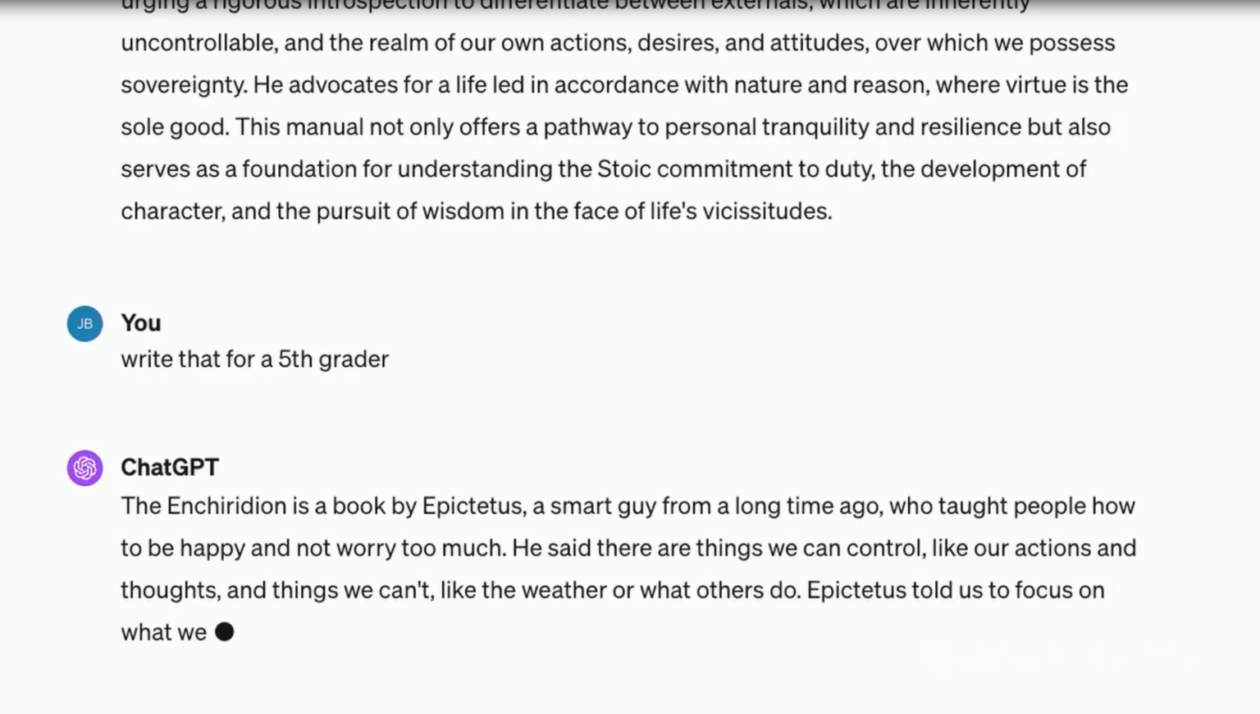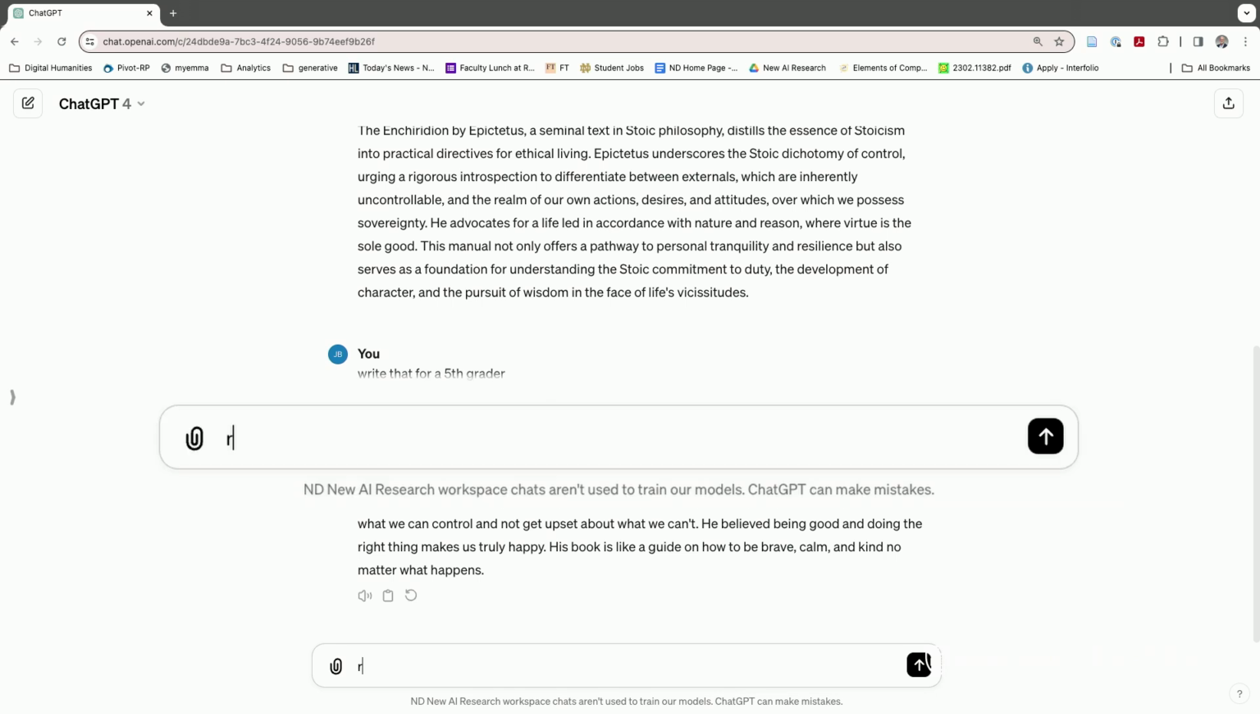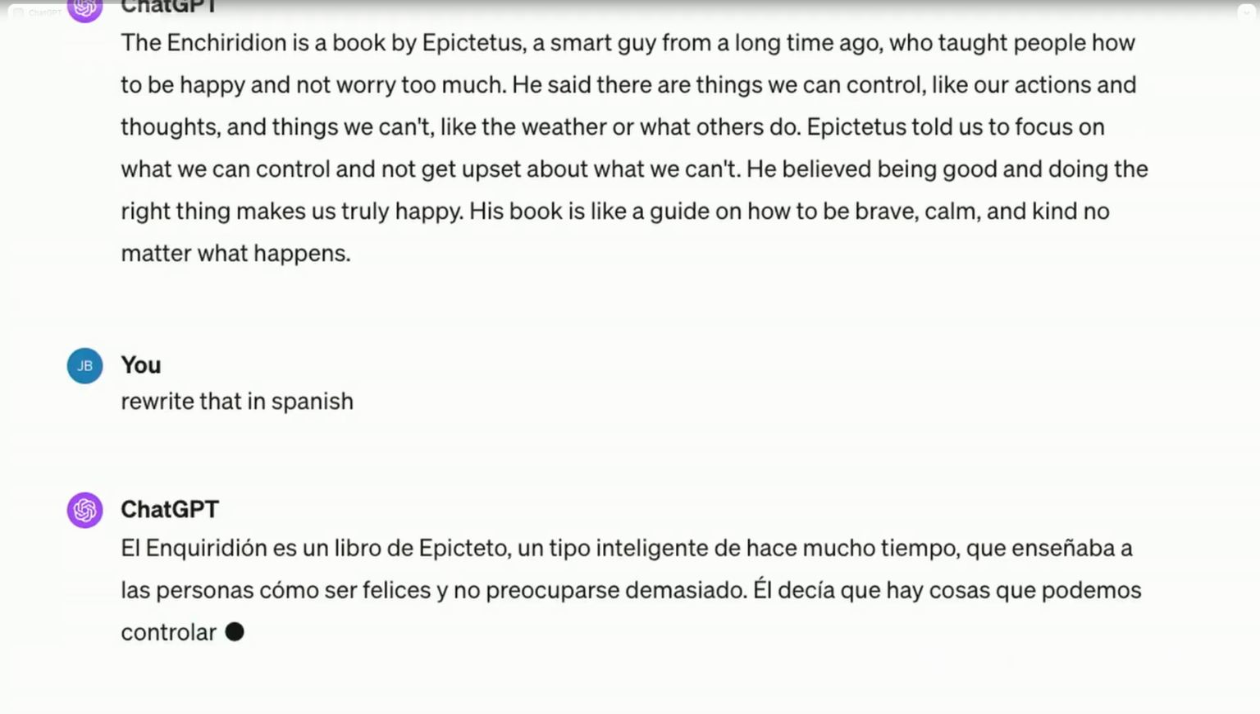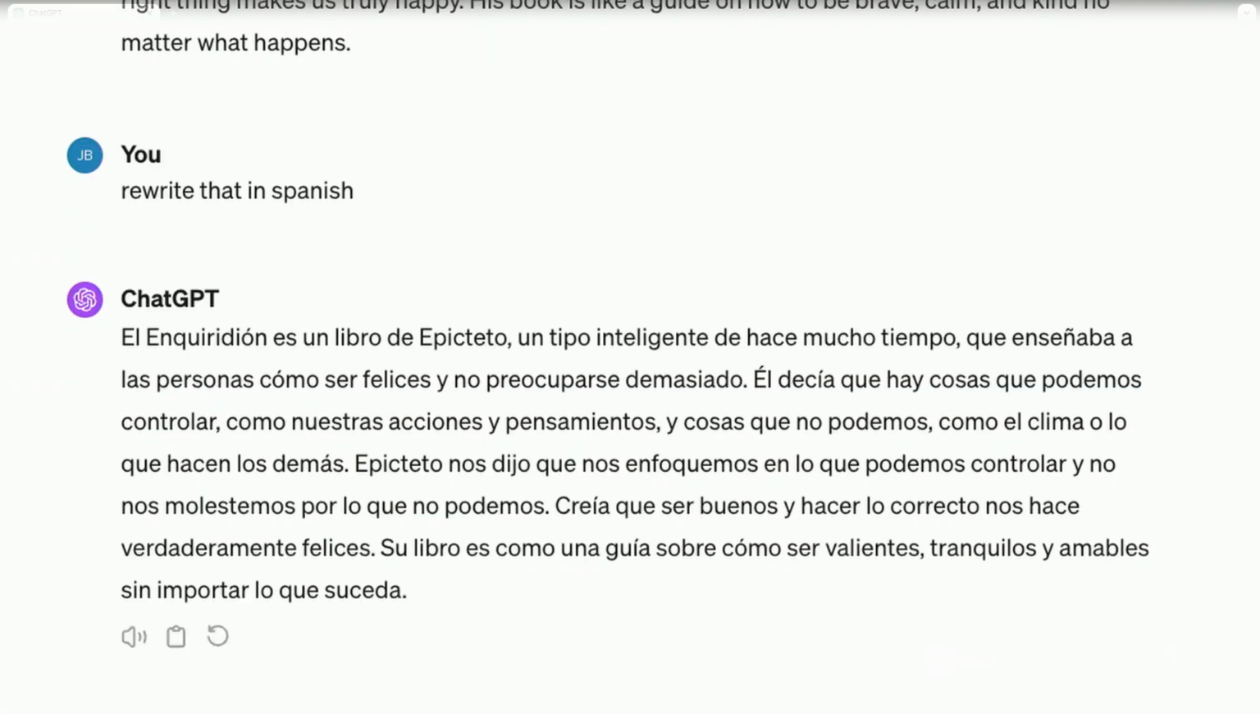This is the kind of prompt that people are using to communicate across different contexts. It can also work across different kinds of languages, such as "rewrite that in Spanish." These systems were actually originally developed to translate from one human language to another human language.